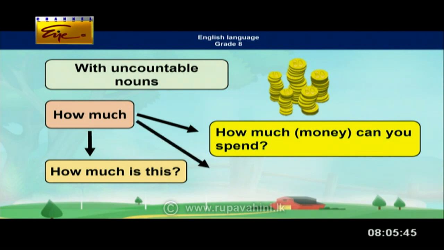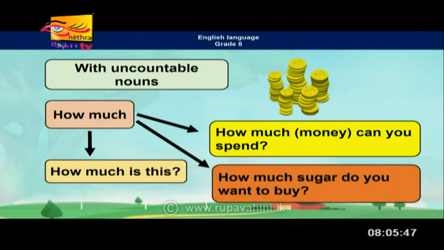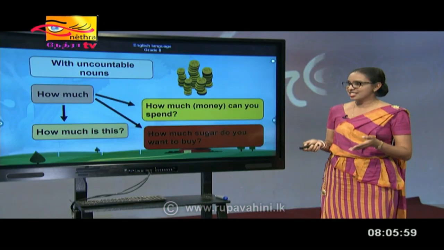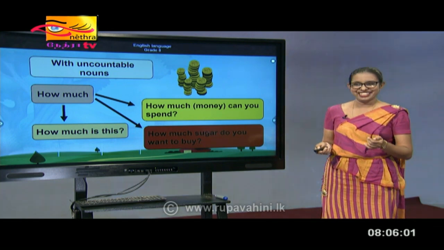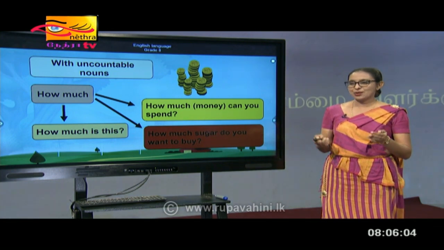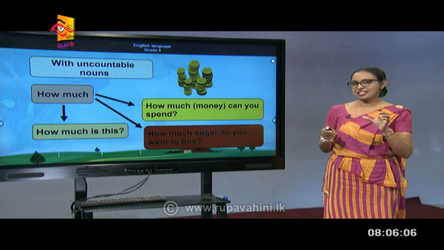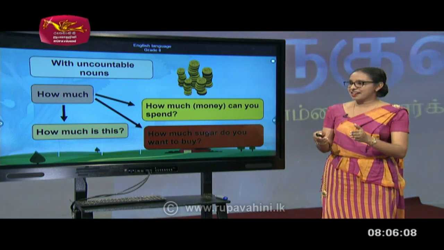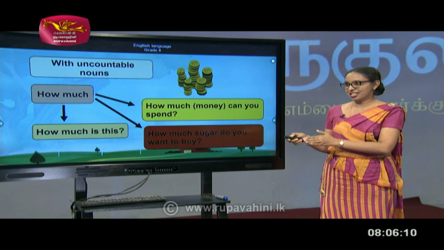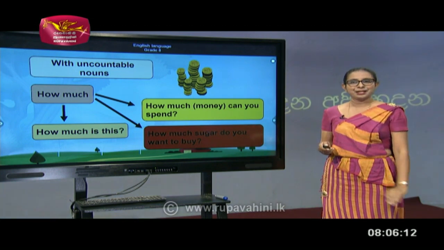And also we can ask, how much sugar do you want to buy? There we refer to the quantity. It can be either in grams or in kilograms, or sometimes we have packets. Isn't that so, Miss Niranji? Yes, we have packets. So, how much sugar? Then we can have 500 gram packets or 1 kilo packets, like that.